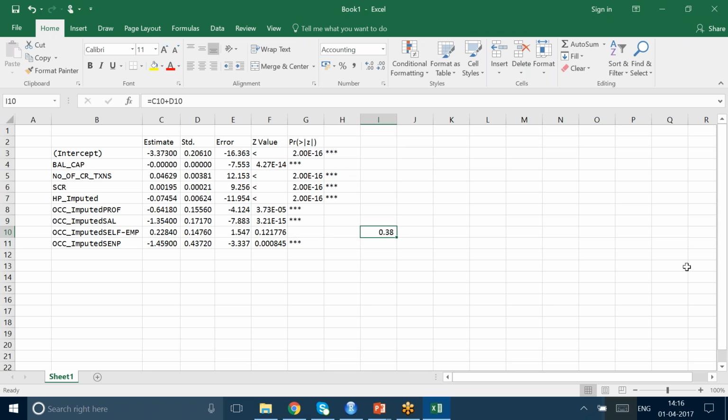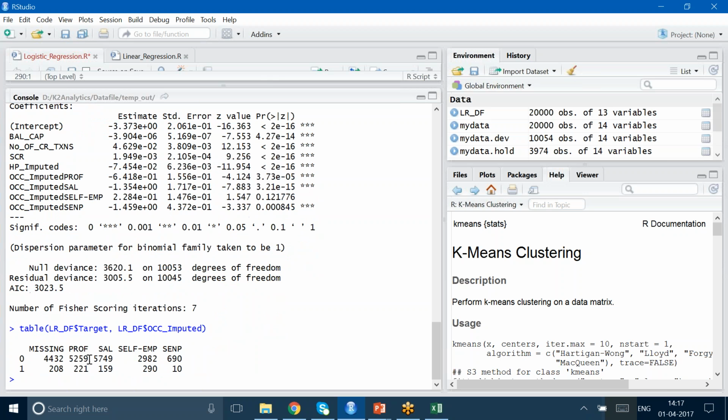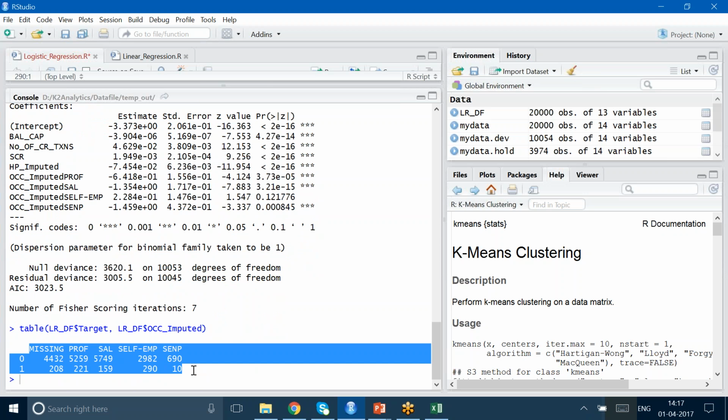If I do plus, this is the beta, and if I do minus, this is the beta. If there is a change in sign, you can go to your basics and see what is the probability of various cases. So to get that, what I'll do is I'll do table LR underscore DF dollar target with respect to occupation dollar imputed. Let us take this cross tab. This is the cross tab I get.